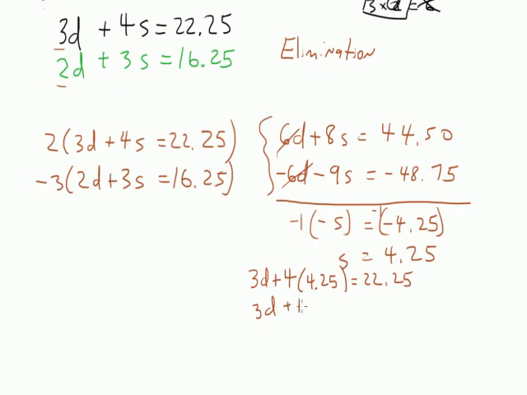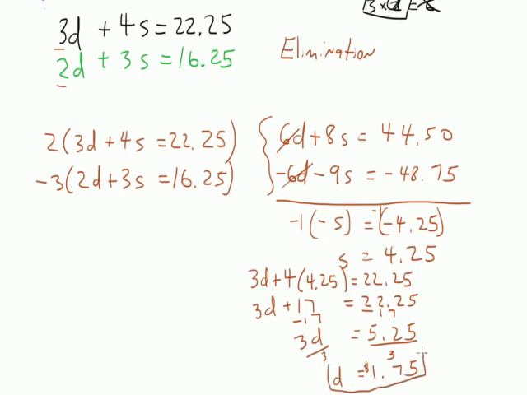3D then, well, 4 times 4.25 should be $17, so 3D plus 17 equals $22.25. Subtracting the 17 from both sides, we get 3D equals $5.25. Dividing both sides by 3, I should see here that D is going to be $1.75. Alright, and that's certainly a way to get through the elimination. So the drinks cost $1.75 each, and the sub sandwiches $4.25 each.